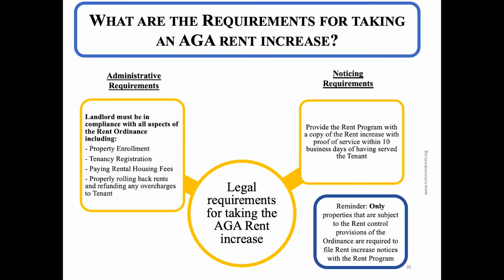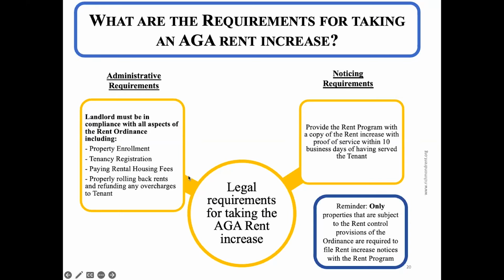So what are the requirements for taking an AGA rent increase? There are essentially two requirements. One is the administrative requirements, and the second is the noticing requirements. For the administrative requirements, the landlord must be in compliance with all aspects of the rent ordinance, including property enrollment, tenancy registration, paying the residential housing fee, and properly rolling back rents and refunding any overcharges to the tenant.